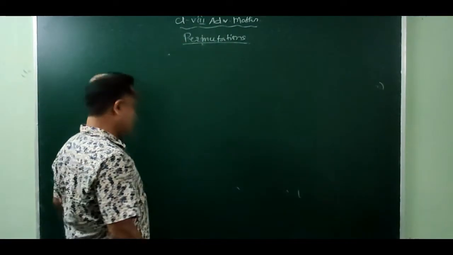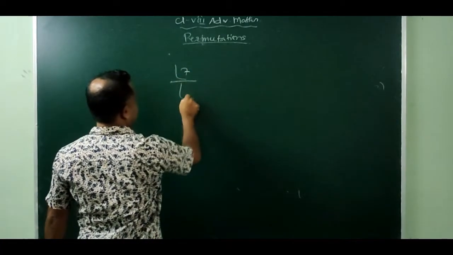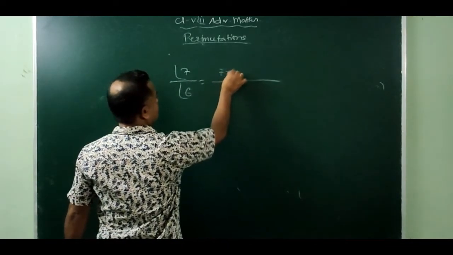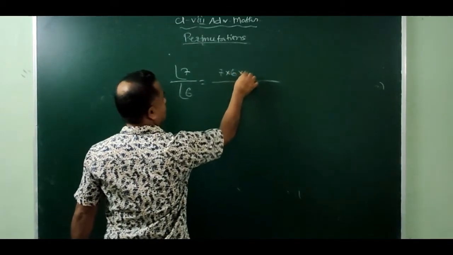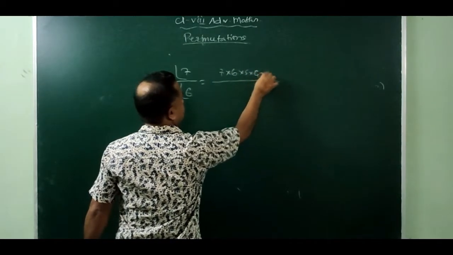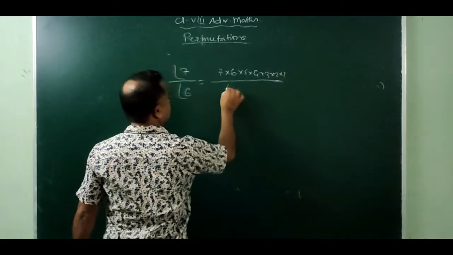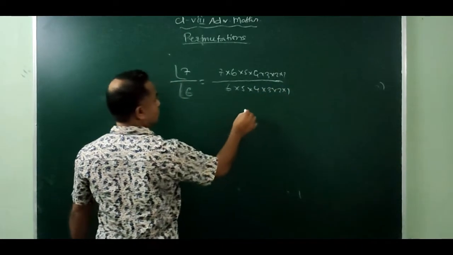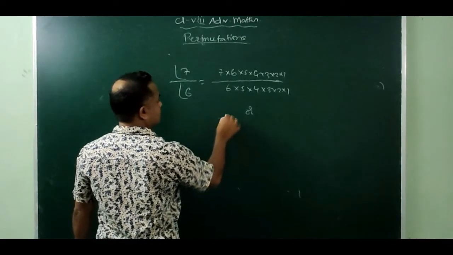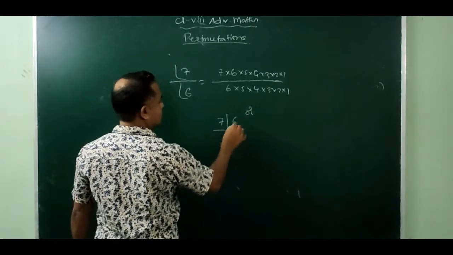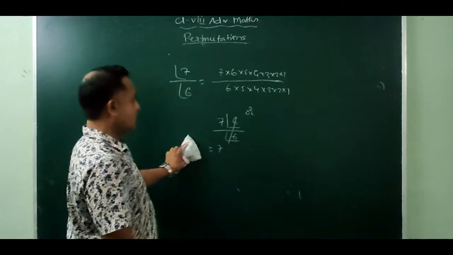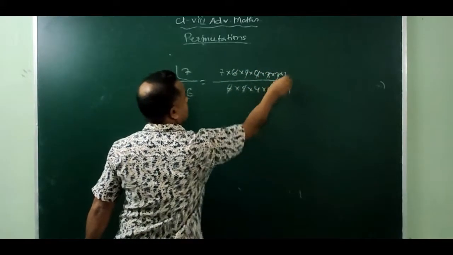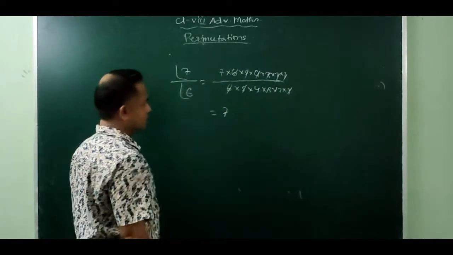Another one is given: factorial 7 by factorial 6. Here also we can write factorial 7 as 7 into 6 into 5 into 4 into 3 into 2 into 1, and factorial 6 as 6 into 5 into 4 into 3 into 2 into 1. Or you can write it like this also: 7 into factorial 6 by factorial 6. When you cancel, it remains only 7. So here also, when we go on cancelling, we get only 7.